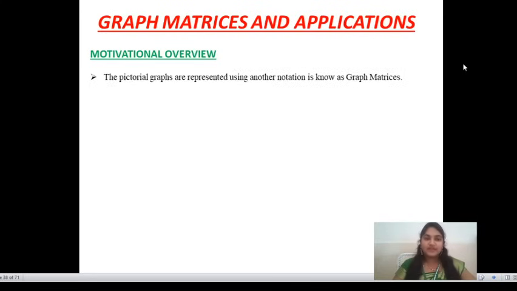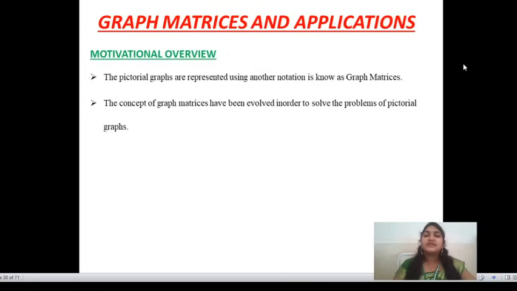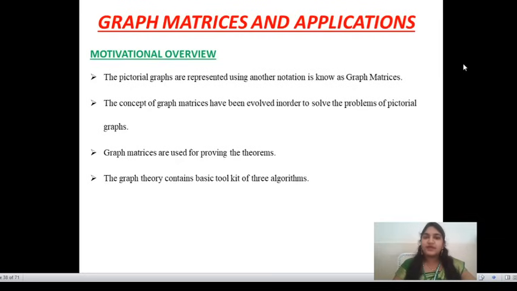First, what is the motivational overview of graph matrices? The pictorial graphs are represented using another notation, known as graph matrices. The concept of graph matrices evolved in order to solve the problems of pictorial graphs. Graph matrices are used for proving theorems. I already said that if there are any theorems in the mathematical approaches, in those cases we go for graph matrices for proving.